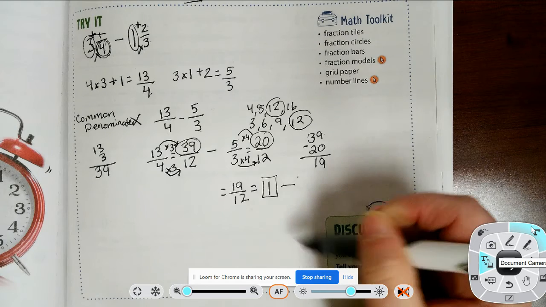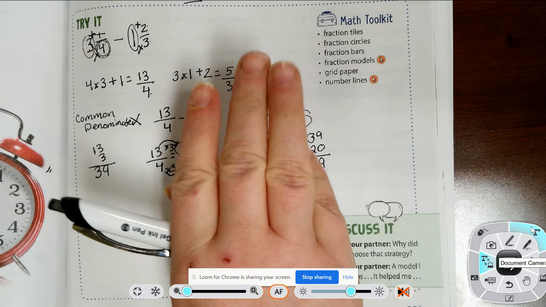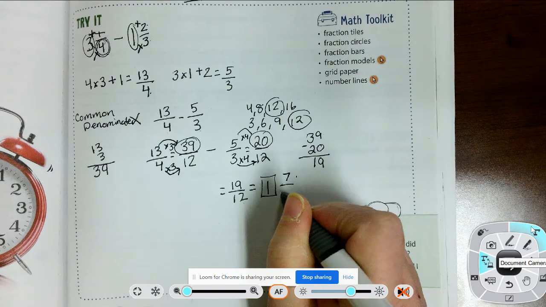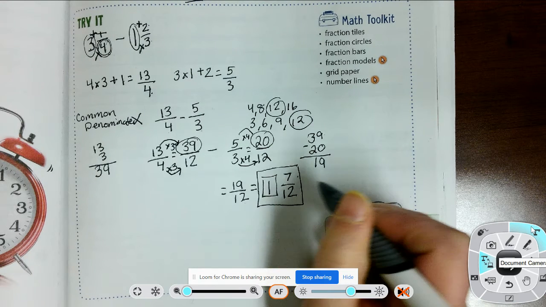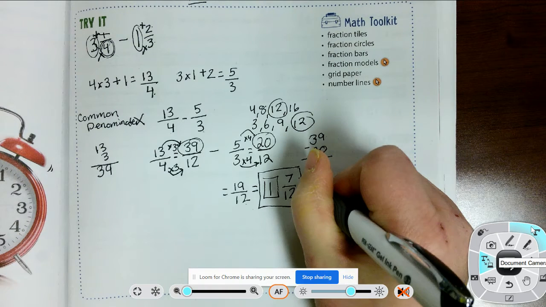So if I start at 12 and I count up to 19, I get 12, 13, 14, 15, 16, 17, 18, 19. That's 7. And then I have a 12 down here. So that's my answer. 1 and 7/12. And then I have to put my units, hours.